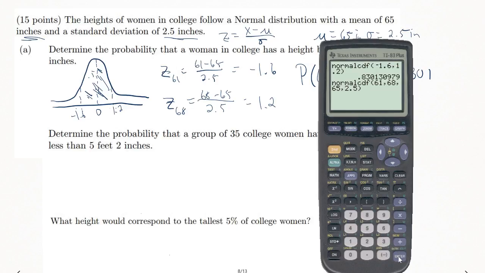And close it off. And notice we get the same exact answer. So I can do it that way too. I'm just putting in more numbers in those regards. So hopefully that makes sense.